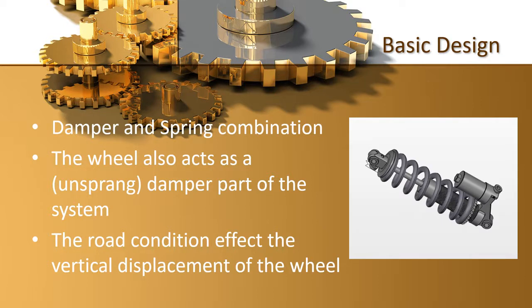Now, the basic design for a suspension is basically a damper and spring combination. The wheel acts as a damper part of the system too, because you have a mass, which is the motorcycle itself, that comes down on the suspension, and the suspension is attached to the wheel, and the wheel has a tire that's full of air, and the tire acts as a damping system also.